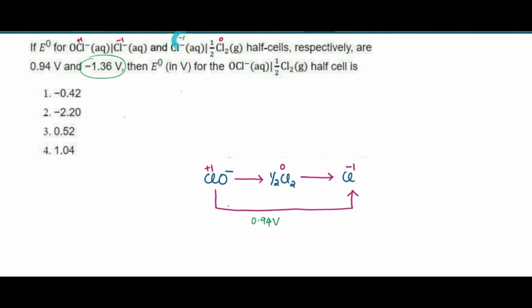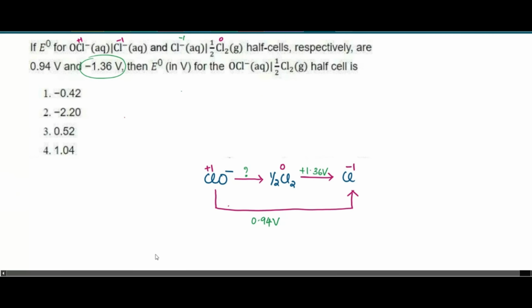Cl minus 1 to Cl 0: the potential corresponding to the transformation of minus 1 to 0, that is the oxidation, is given as minus 1.36. But whenever you solve a question, you need the reduction potential. In the question, they have given the oxidation potential, and we need the reduction potential. How do you find the reduction potential? You change the sign. That's it. So it is plus 1.36 volt. And what have they asked? The potential from ClO minus to half chlorine. What is the potential?